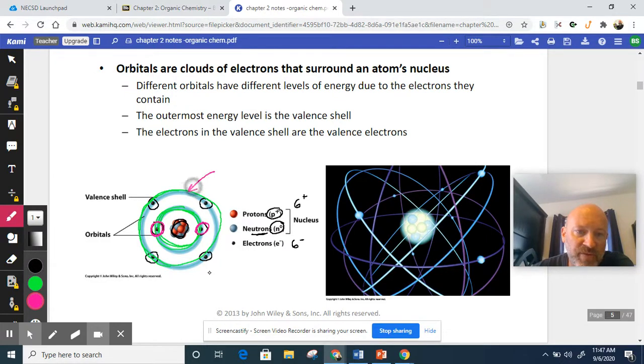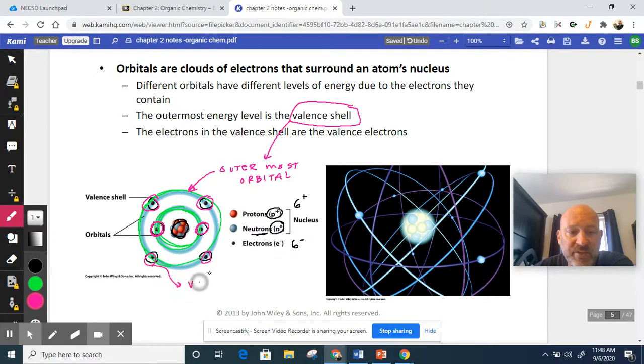So this is the outer shell. This one right here. This is the outermost orbital. So this one has a name. This is called the valence shell. The outermost shell is called the valence shell. And the electrons that are moving around in that outer shell, these are called the valence electrons.